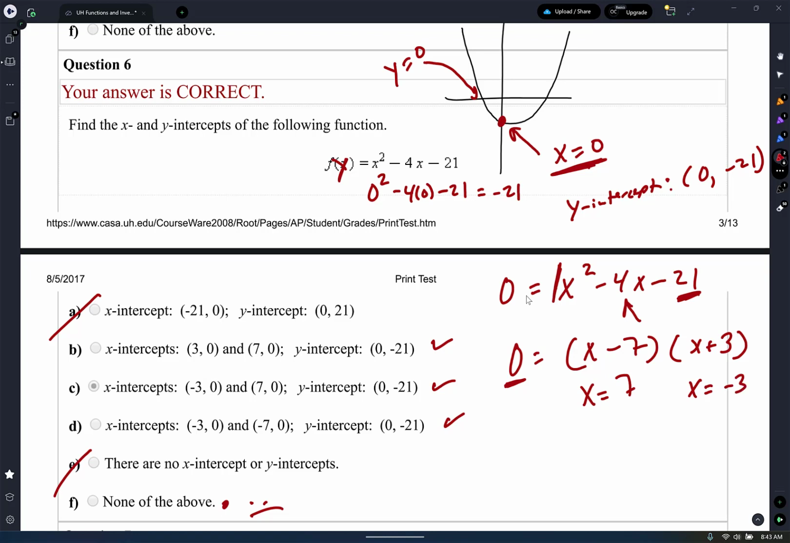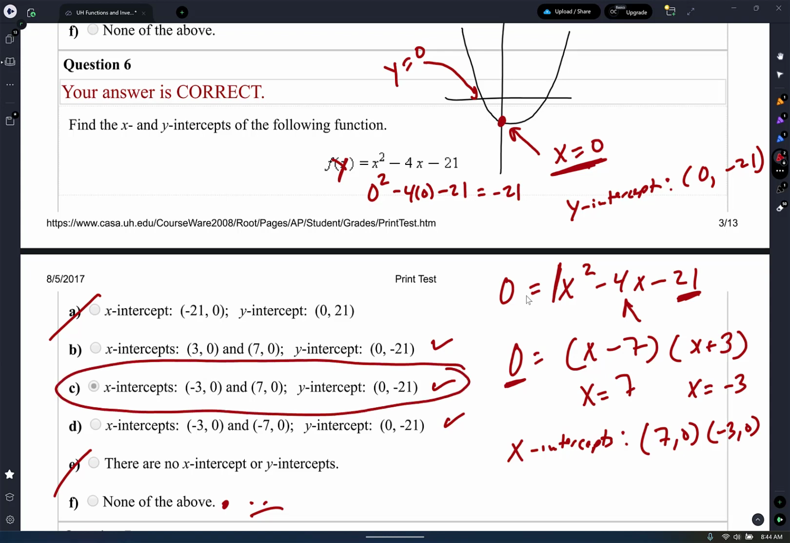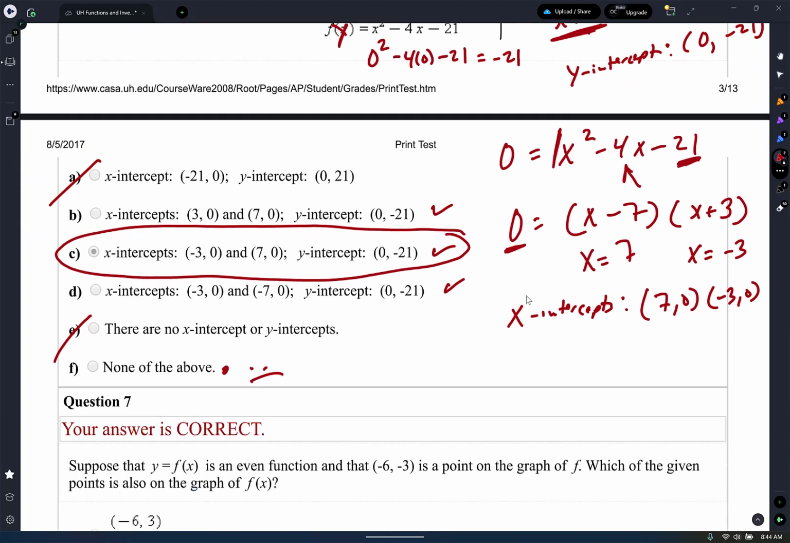So what are my x-intercepts? I'm going to write x-intercepts: 7 comma 0, and negative 3 comma 0. And look for that. 7, negative 3. There it is. Letter C. Yay or nay, guys? Okay. Next one.